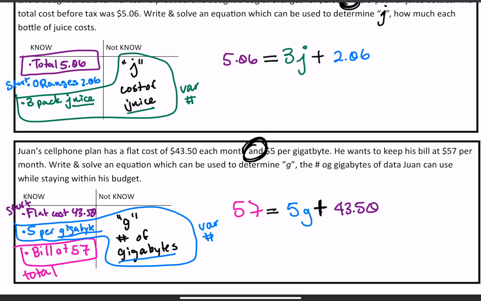All right, so hopefully you wrote all what you know and what you don't know correctly, and then this is the equation. Your bill is what you're going to end up paying. That is your total. Nothing's going to change about that. $5 per gigabyte, that's your variable number because we don't know gigabytes, and $5 per gigabyte, they go together. The flat cost is $43.50. That is your start number. That means even if you don't use any gigabytes, okay, you're still paying $43.50. Okay, so that's your start cost. No matter what, you're paying that $43.50.